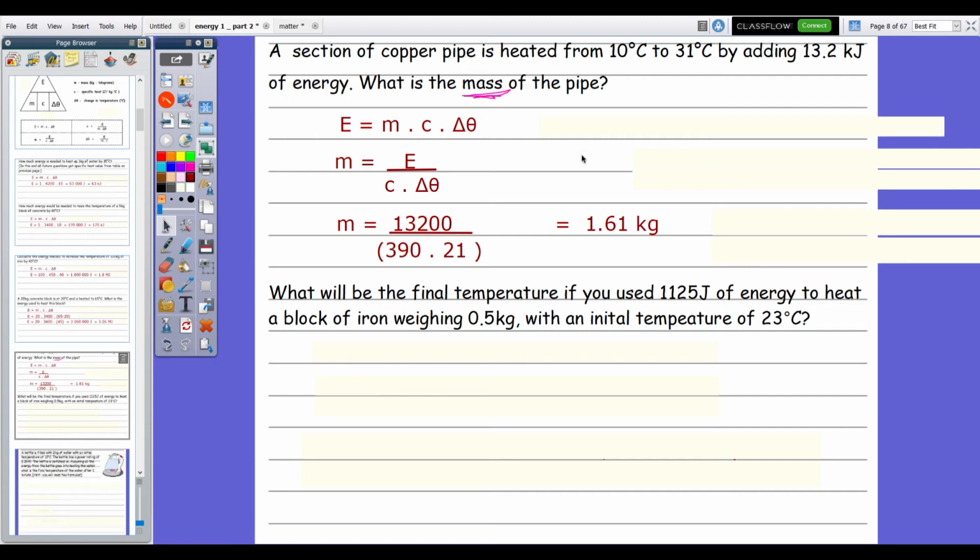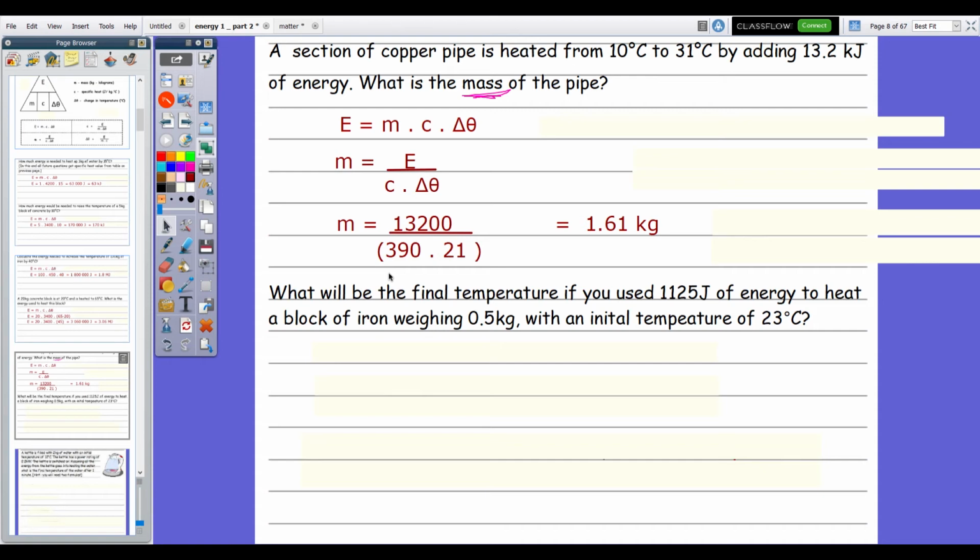So remember what I said here, if you put it on your calculator and you do 13,200 divided by 390 times 21, you'll get the wrong answer. So you've got to make sure you calculate this denominator first or use the brackets in your calculator, or else you'll get a different answer. Okay, pause before you do the next one. Have a go at doing it yourself.